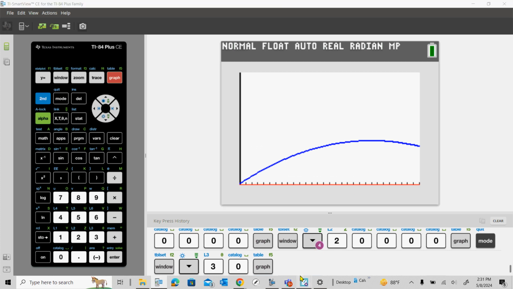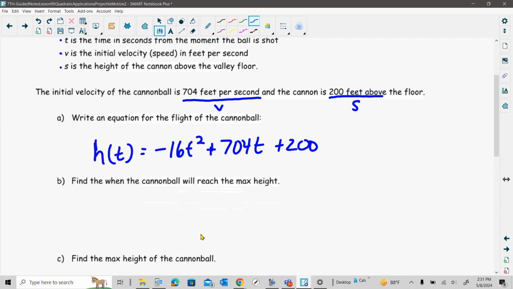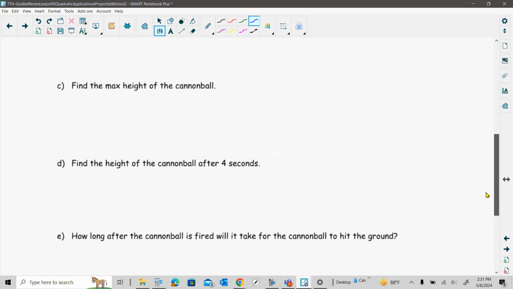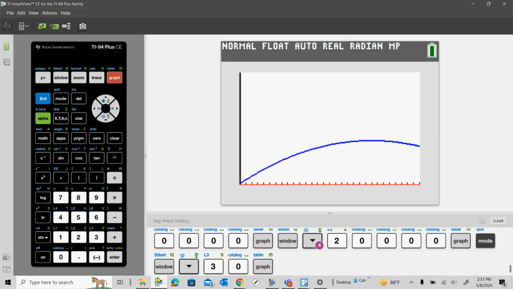Now, let's go to our questions here. Do I need when the cannonball reaches the maximum height? Find the maximum height. Find the height after 4 seconds. After how long is the cannonball in the air? Okay, so we do need to see when it hits the ground.